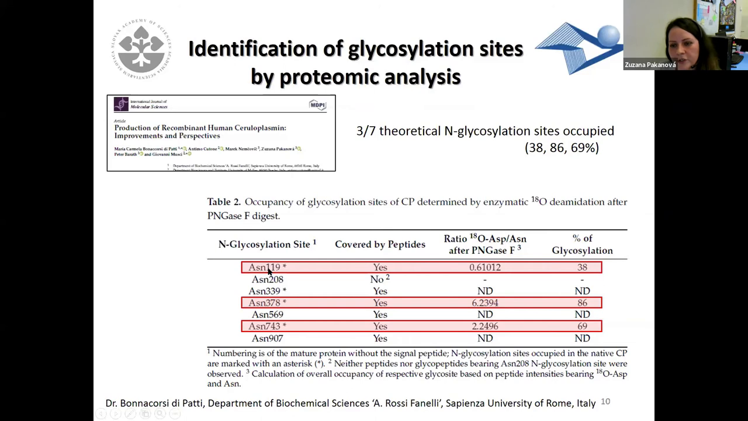At first, of course, each glycosylation site should be covered by peptides, not only the peptides that are bearing the glycosylation site, but peptides in general. Sometimes it happens that signals are overlapping. So for example, this 2208, we haven't observed. Then we can calculate the percent of glycosylation at each glycosylation site, as you can see here. This calculation is based on the ratio of heavily labeled aspartic acid to asparagine after PNGase-F treatment.